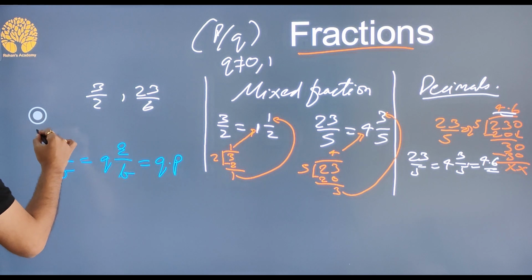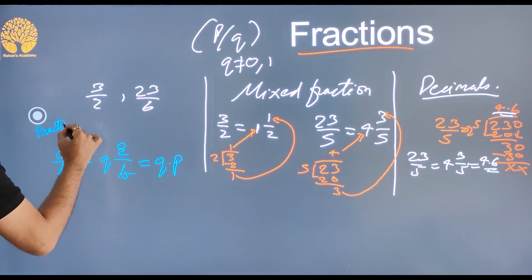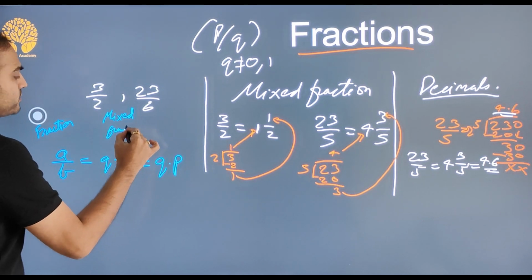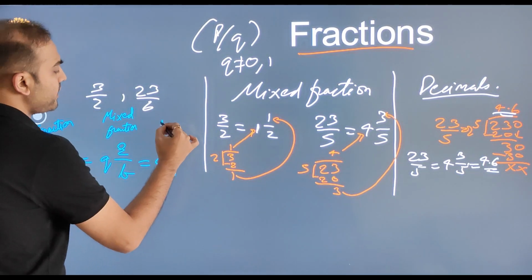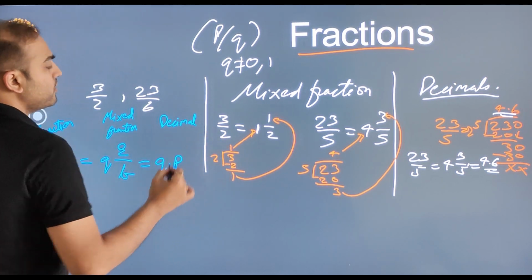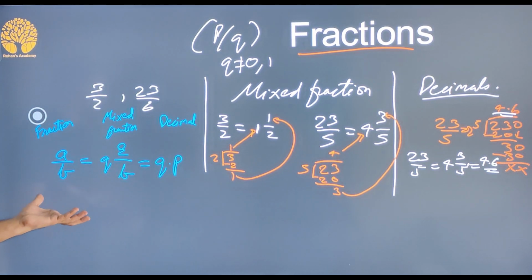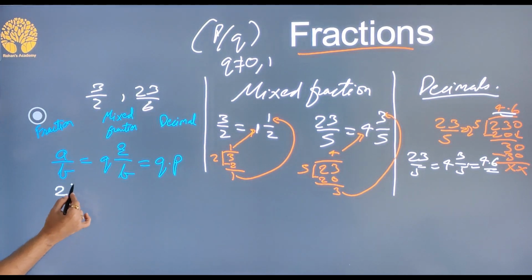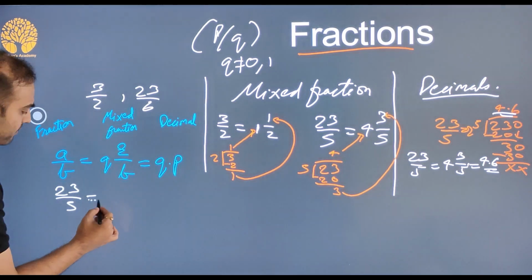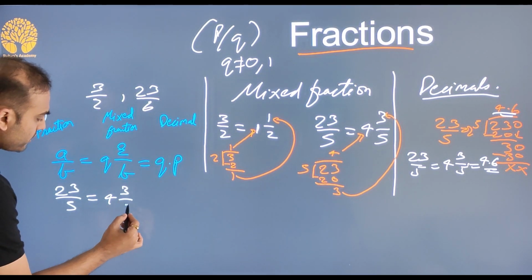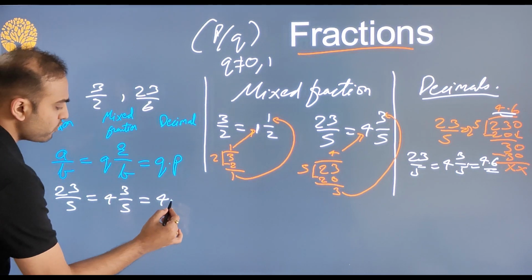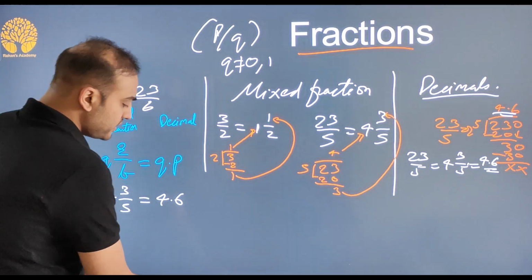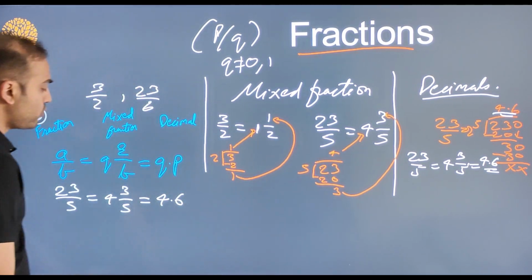So this is your normal fraction, which has been written as a mixed fraction, which then has been written as a decimal. So it's the same number 23 by 5, which can be written in three different ways. The same number 23 by 5 can be written as 4 3 by 5, can be written as 4.6, three different ways.